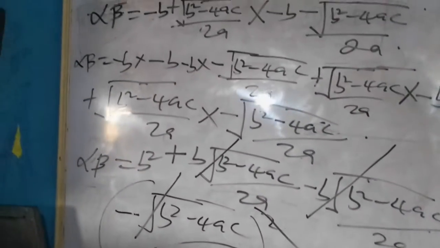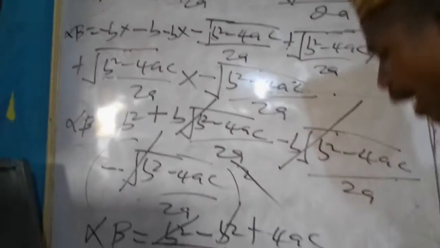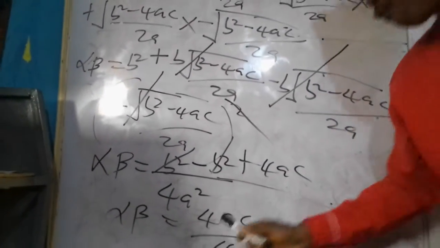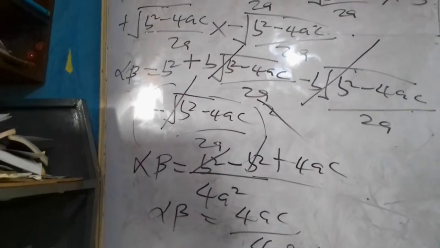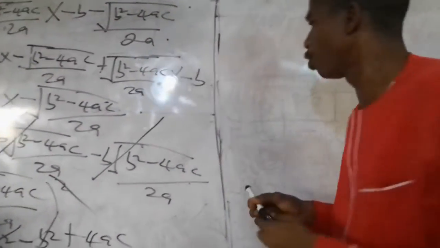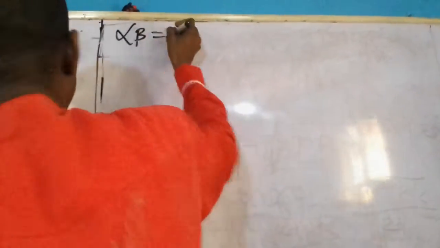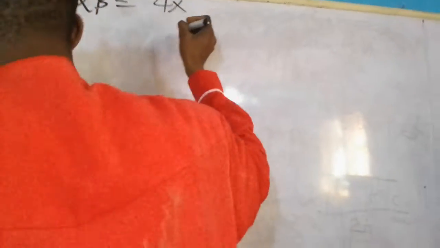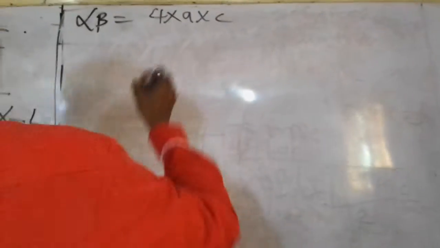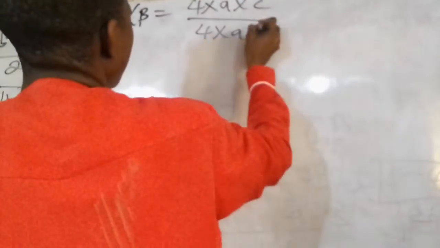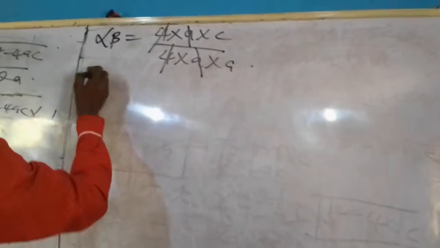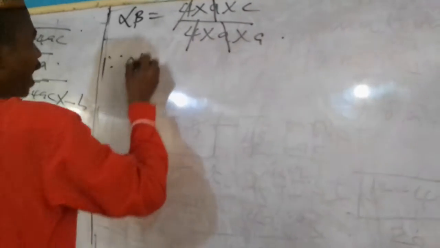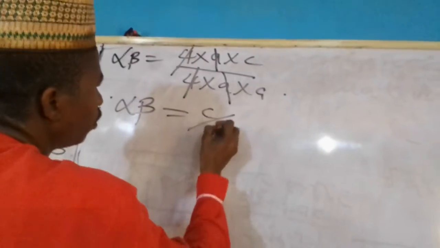If we are having this, that means we multiply 4 times A multiplied by C. Then we have 4 multiplied by A multiplied by A, because square simply means you multiply the number 2 times. So alpha beta will now be equal to 4 multiplied by A multiplied by C, all over 4 multiplied by A multiplied by A. This A we cancel this A, 4 we cancel 4. Our alpha beta product is equal to C all over A.